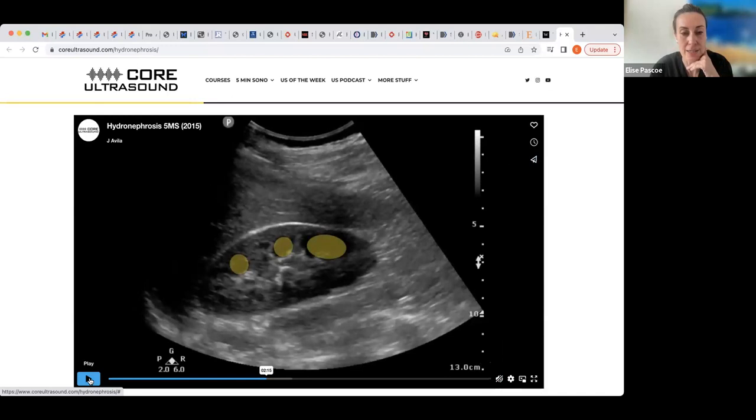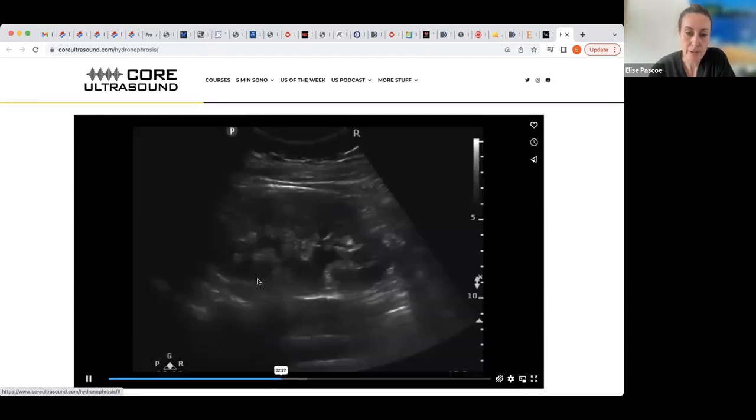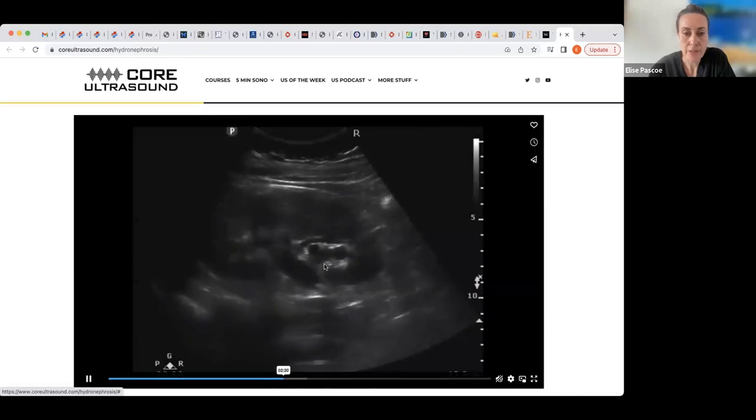All right. So this is the kidney. We've got the pyramids here, these hypoechoic areas. And this is the kidney in longitudinal. And this is the renal pelvis in the middle. And as you can see, it's hyperechoic.